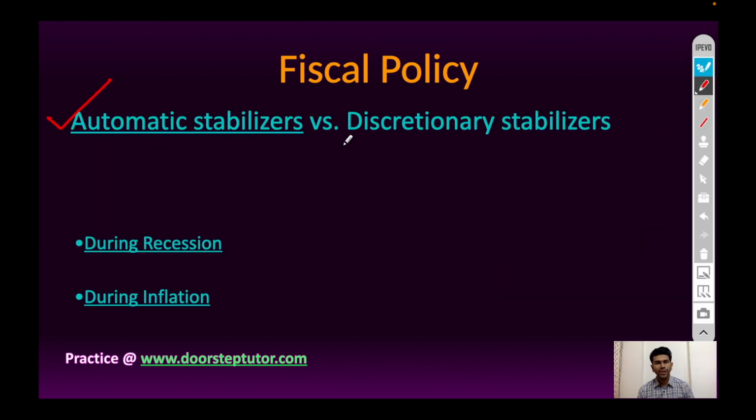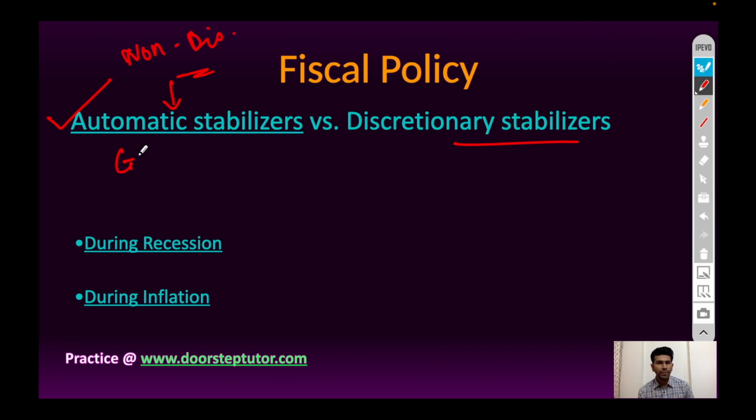Next, automatic stabilizers versus discretionary stabilizers. Automatic stabilizers, or non-discretionary stabilizers: the market stabilizes automatically. The government need not make any changes in the policy. Fiscal policy is framed in such a way that economic challenges get solved automatically. For example, introduction of taxation, whether personal tax or corporate tax. When income increases, people have to pay more taxes, therefore it is an automatic stabilizer.